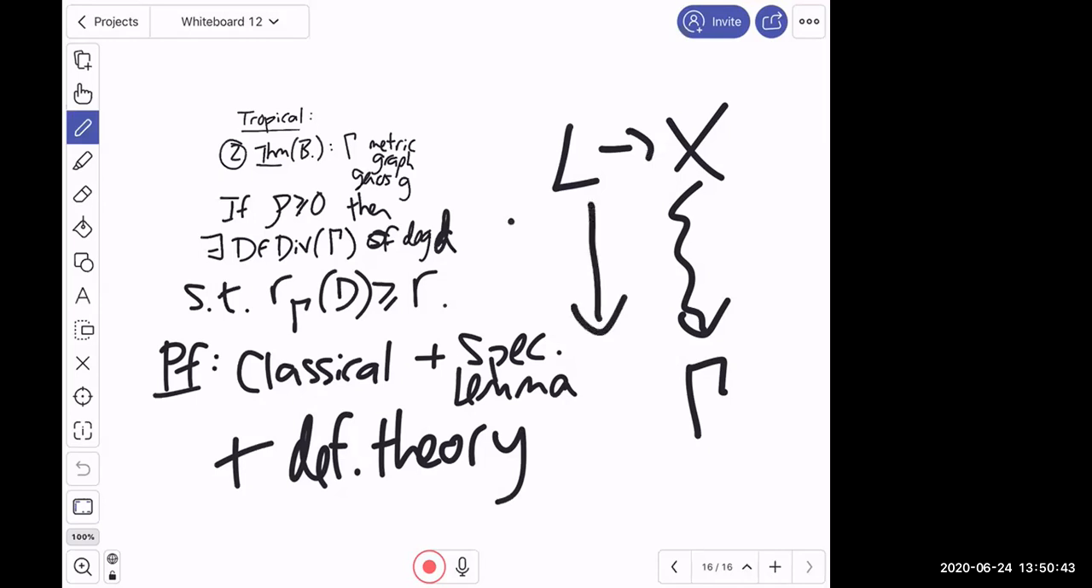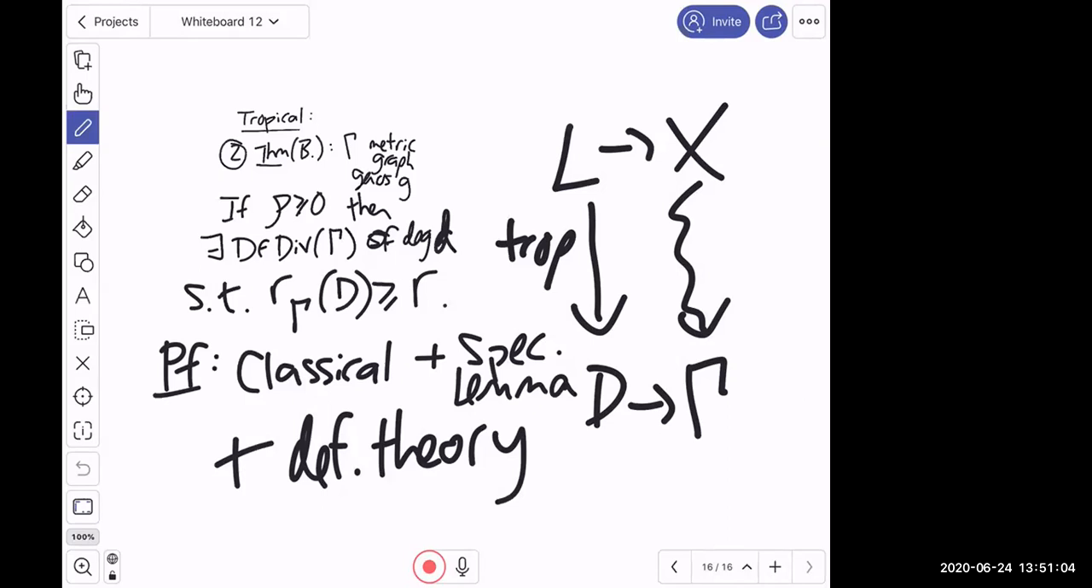And now we can tropicalize. The tropicalization of that line bundle is some divisor on my graph gamma. And by the specialization lemma, the rank of this divisor D is at least as big as the rank of the line bundle L. And so we're done. So that's a sketch of the proof.